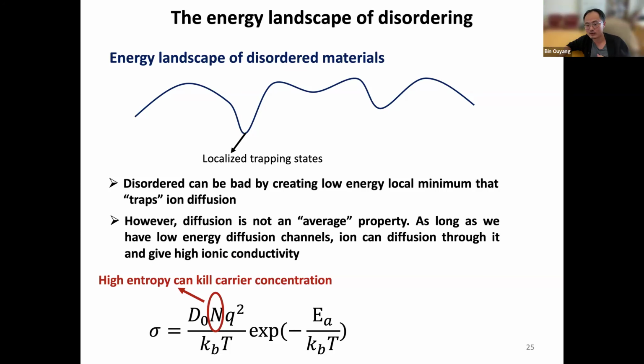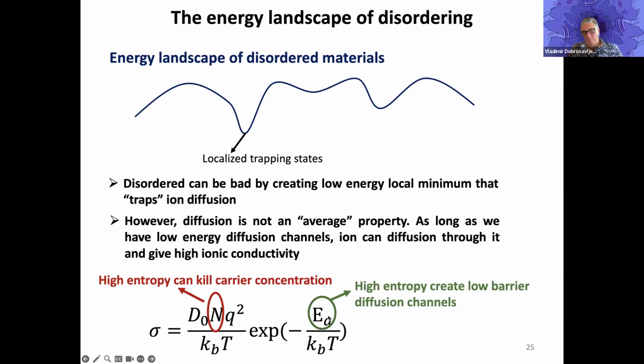Diffusion is not an average property. You don't have to average the diffusion barrier to calculate diffusivity. As long as you have low energy diffusion channels, you can reduce the diffusion barrier. In that case, it goes exponentially. So this is kind of a trade-off. You lose some carrier concentration, but other carriers can diffuse with a much lower barrier. Eventually you still have the chance to have high enough diffusivity.